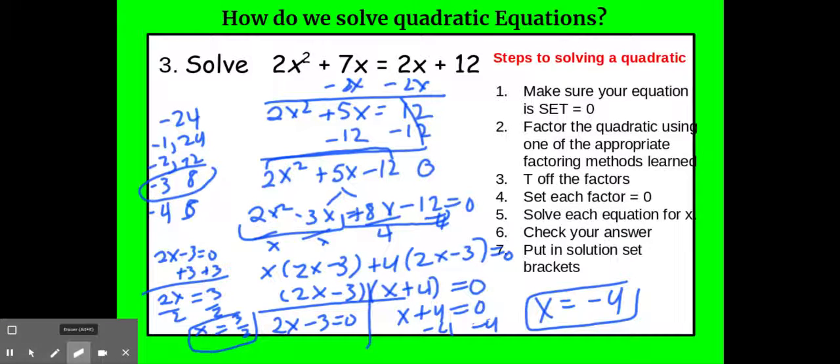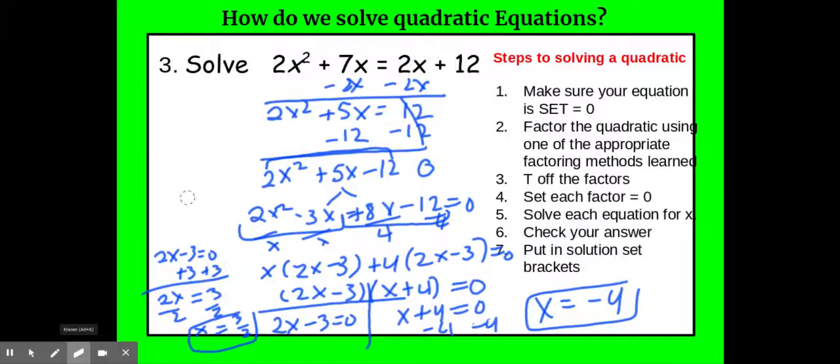Now you could write it in solution set notation. I'll just erase these factors. And your final answer would look like this. Negative 4, comma, 3/2. Okay, so those are your two answers. And now you're going to practice some on your own. So pause the video, make sure you get this down.